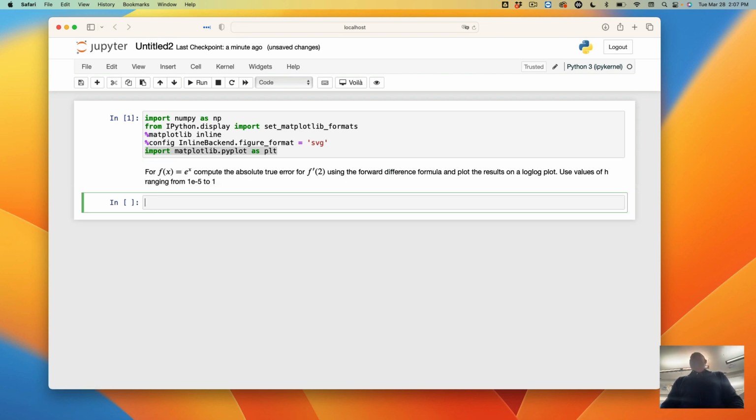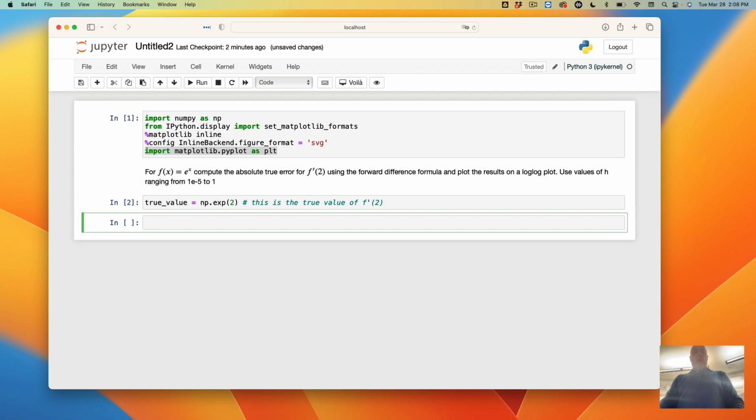Okay, so first we're going to compute the true value. True value is equal to np.exp(2). So this is the true value of f prime of 2. Agreed? Because the derivative of e to the x is e to the x, so evaluated at 2, it's just e to the power 2.